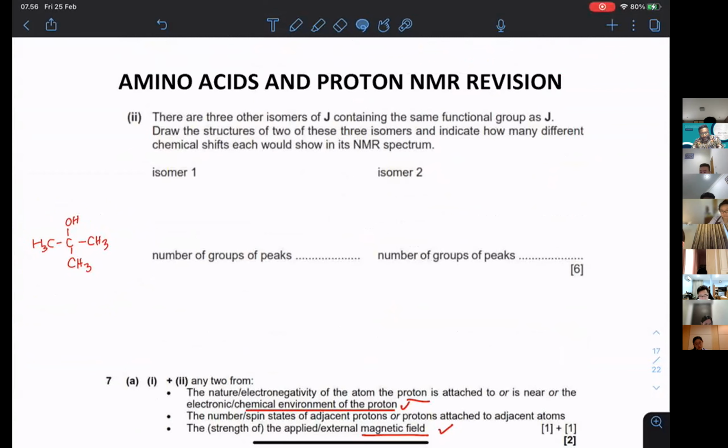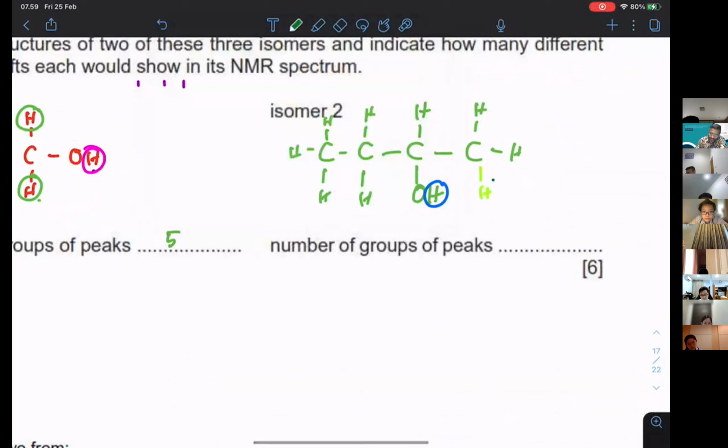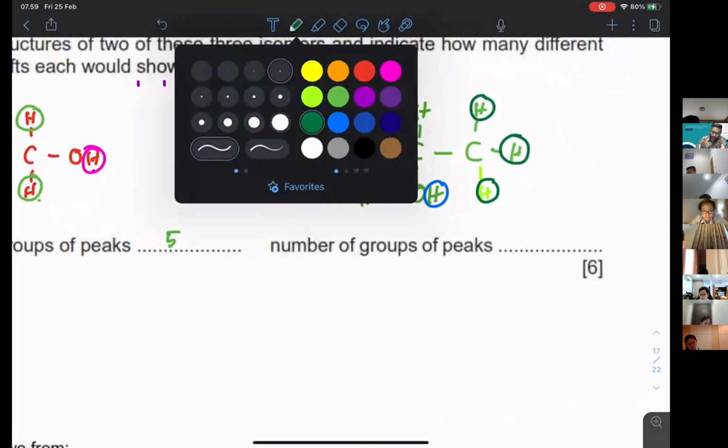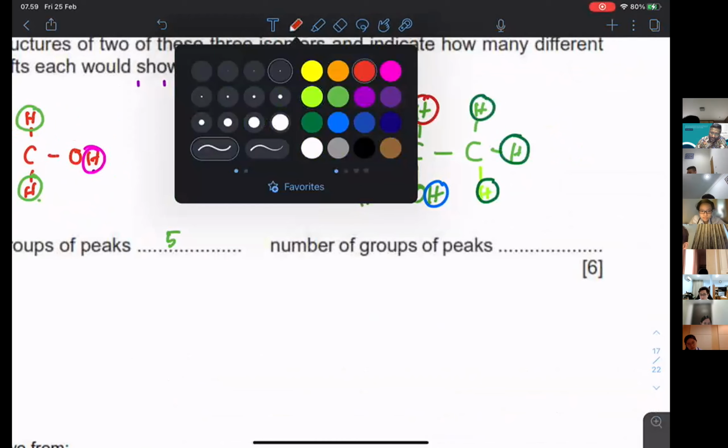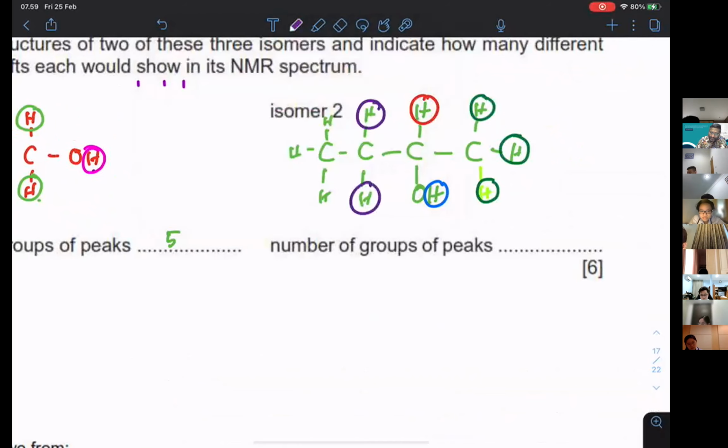So what you need, you just need to find out how many different hydrogen environments. So this one. This is going to be another environment. This is going to be another environment. CH2, so this is going to be another environment. And then CH3, let's see about this and this.